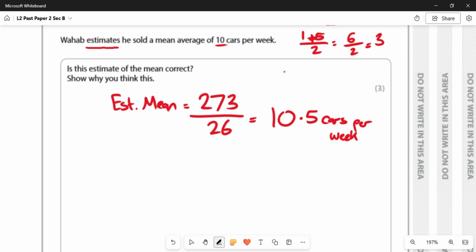But I would say yes. It's pretty close enough. Yep. So is this estimate of the mean correct? Yeah, I think so. Yep, 3 marks for that. Let's move on to the next question.